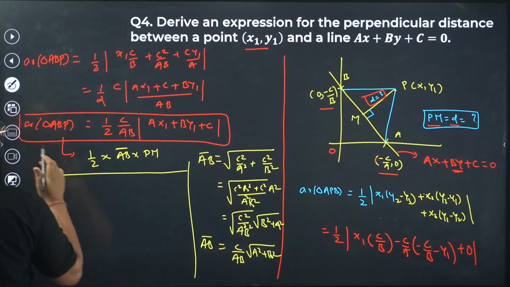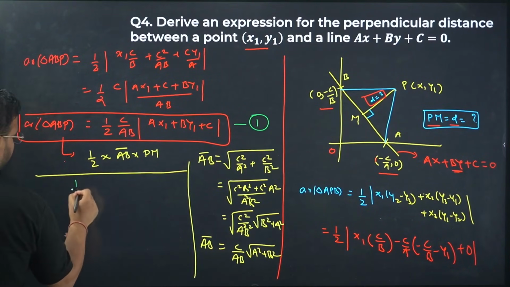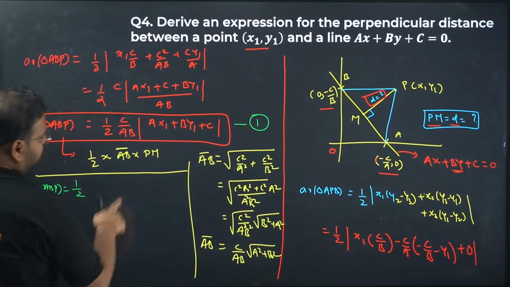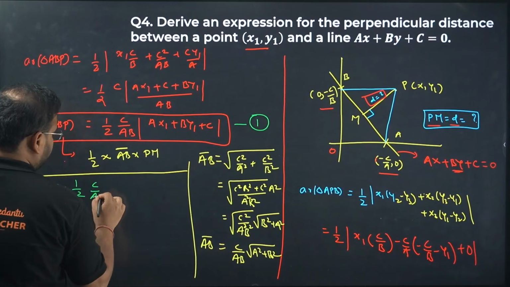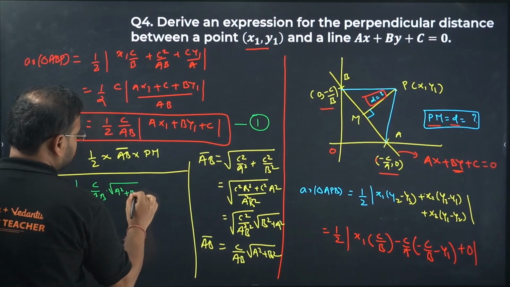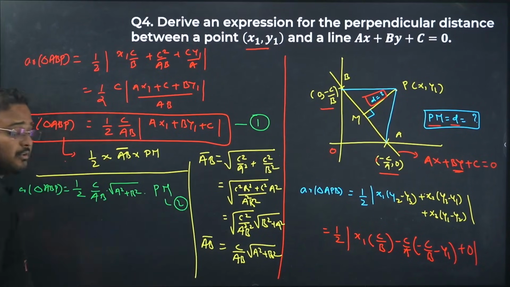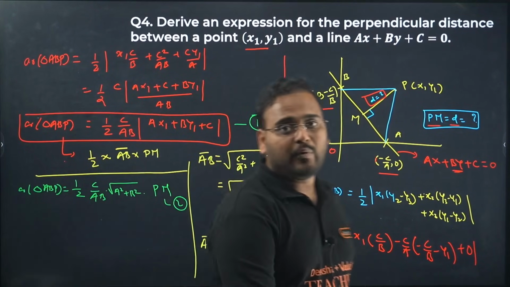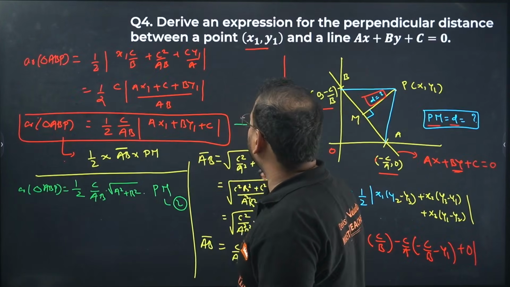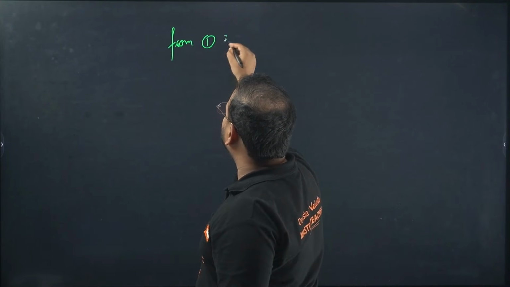Last step. This is my equation number 1. Let me write this. Same way, area of triangle ABP is given by half of length AB, meaning C upon AB into root of A square plus B square, into the height PM. This is my equation number 2. Check equations 1 and 2. They are the same. Why? Area of triangle APB, area of triangle APB. From equations 1 and 2.